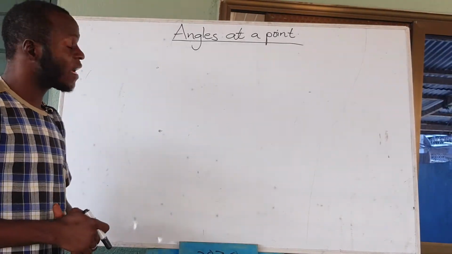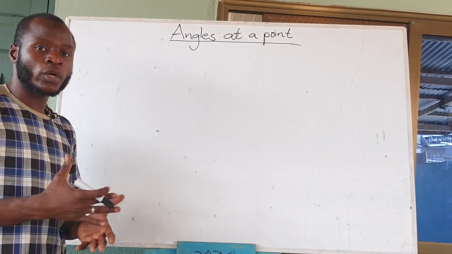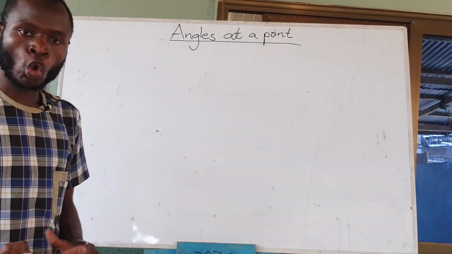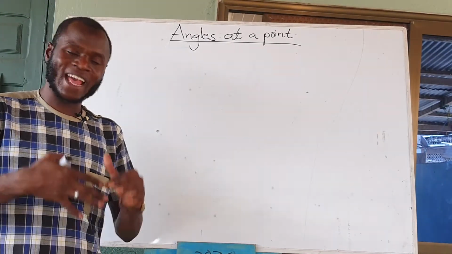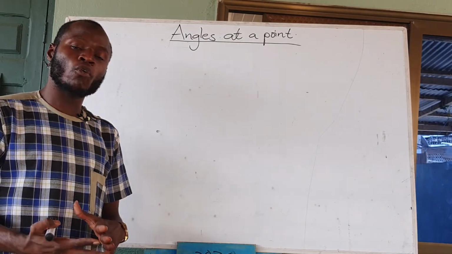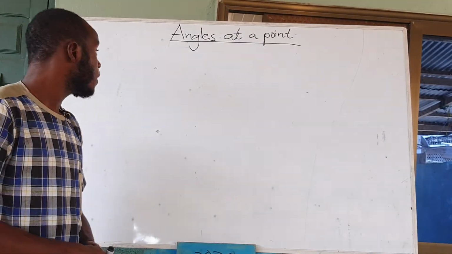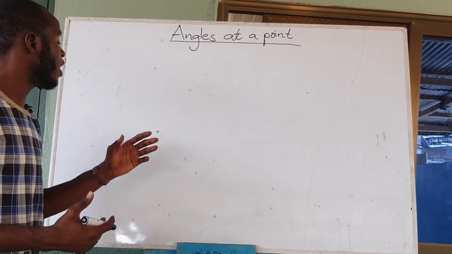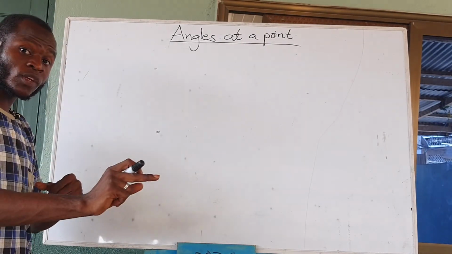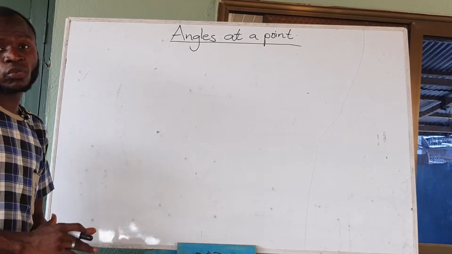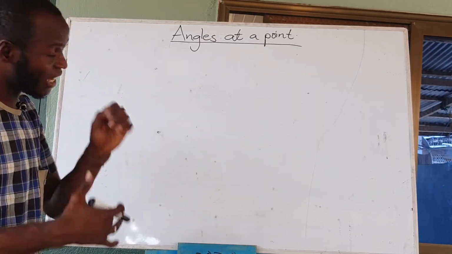Today we are going to look at angles at a point, which in other words means that when you have two lines or more than two lines which meet at a point, the angle that they form is what we are going to look at. Previously we looked at angles on a straight line, and today we are going to look at angles that meet at a point.